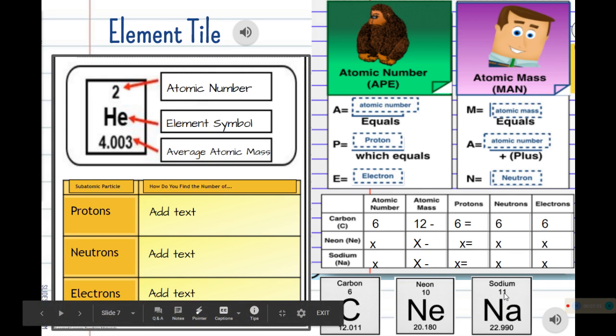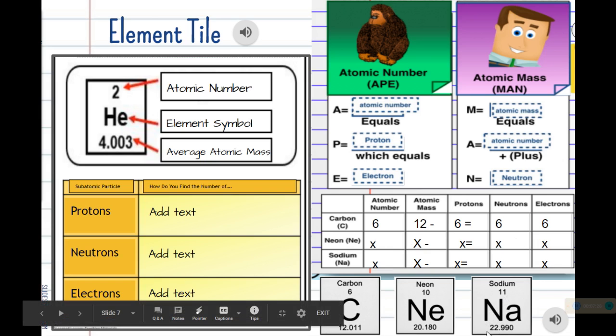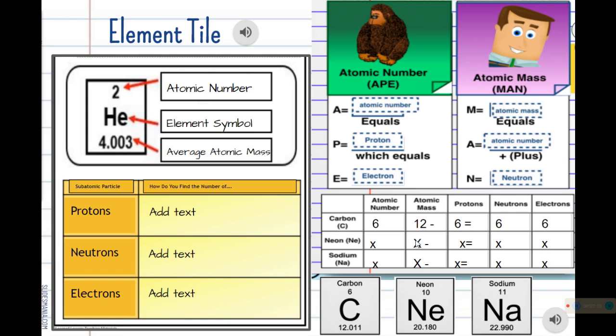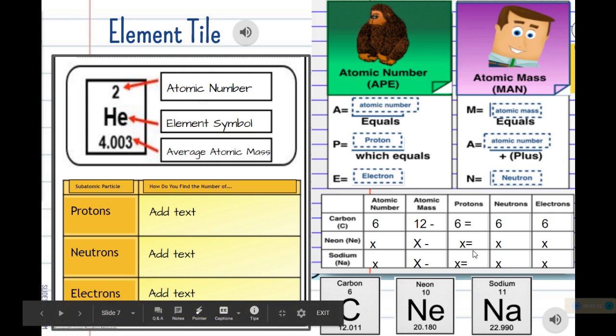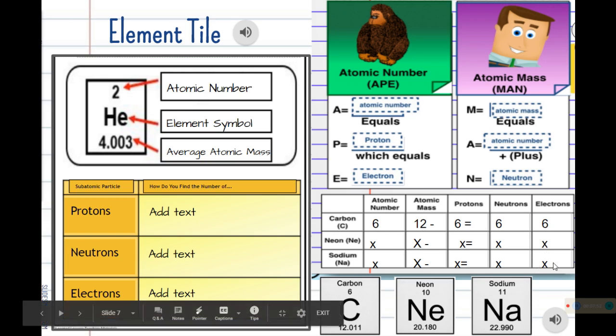Sodium. Sodium has an atomic number of 11. Its atomic mass is 23, because we can round up, so 23. So we know that our protons is the same as our atomic number, so I'm going to look right here, I'm going to say 11 protons. So you should have 23, 11, and we've got 11 protons. So 23 minus 11 is 12. So we have 12 neutrons. And remember, our electrons is going to be the same as our protons, so you would have an 11 right here. Sorry, that's for sodium.